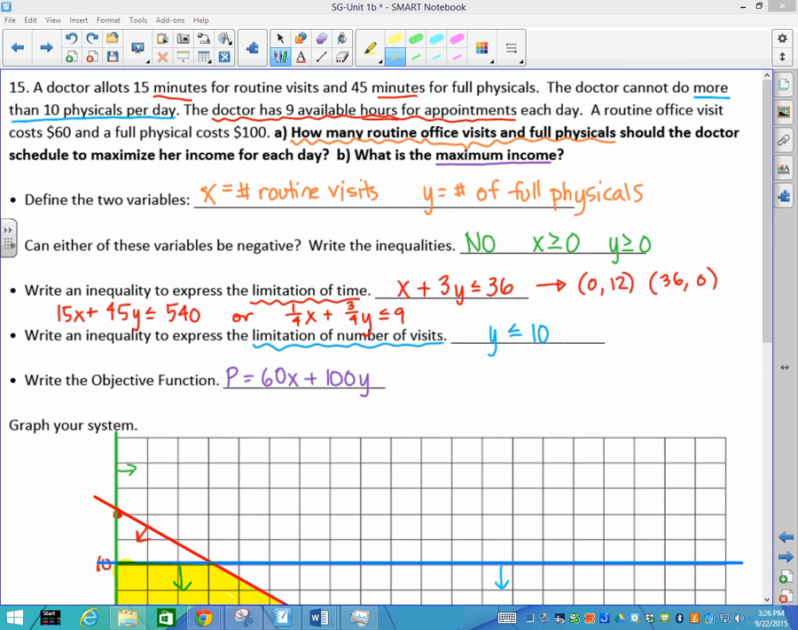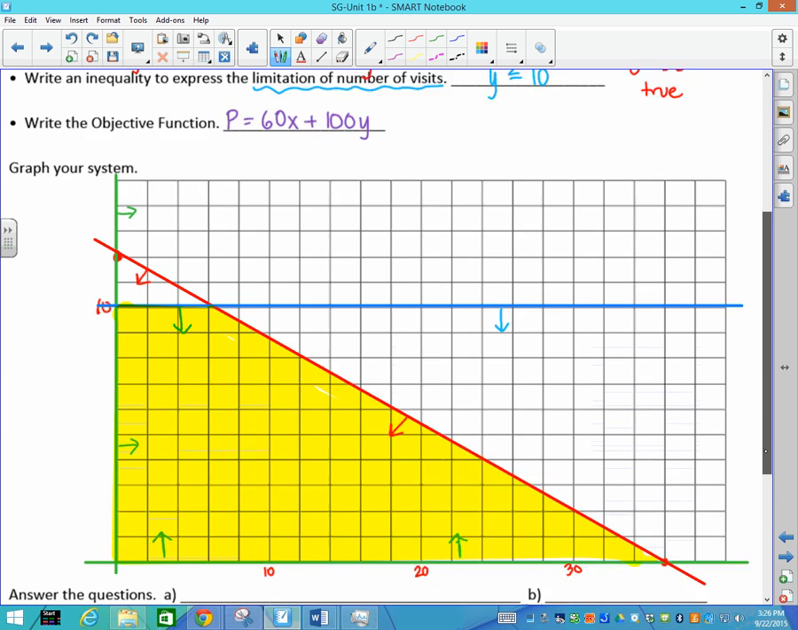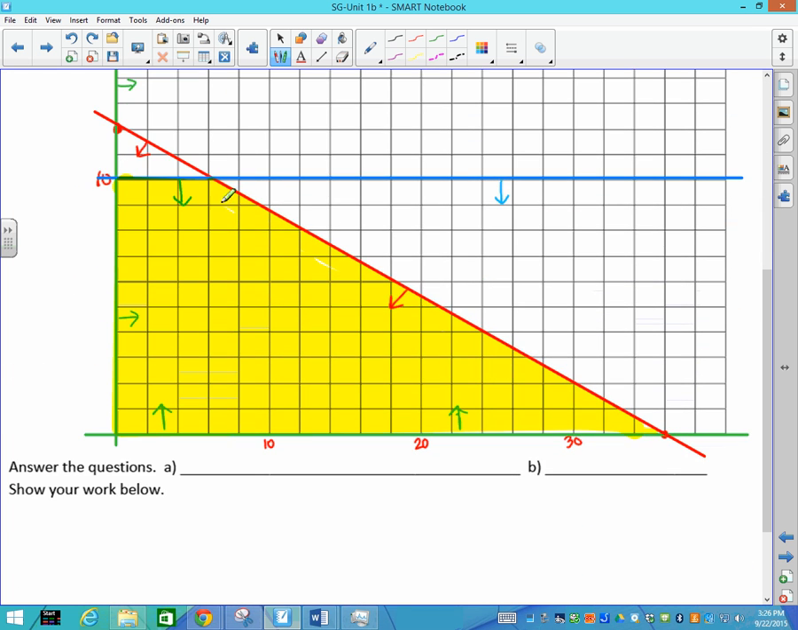Okay, the only thing we didn't talk about specifically before shading is this one. You know how to do x is greater than 0, y is greater than 0, y is less than 10. But again, for this one, we plug in 0, 0 for x and y, and 0 is less than 36, and that is a true statement. So when we come down to our graph, that is why we're shading the part that has 0, 0 in it.